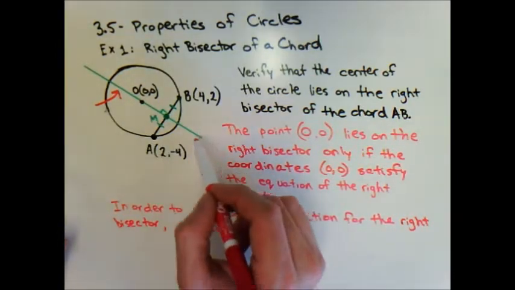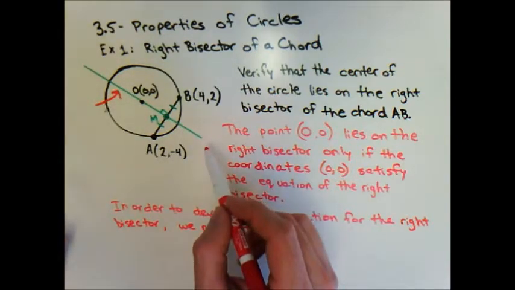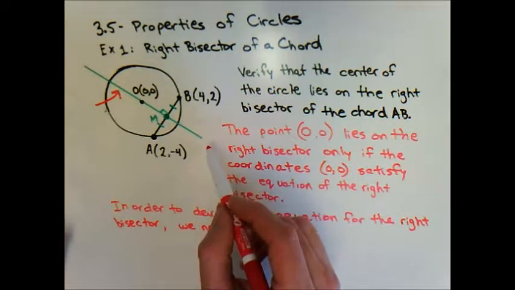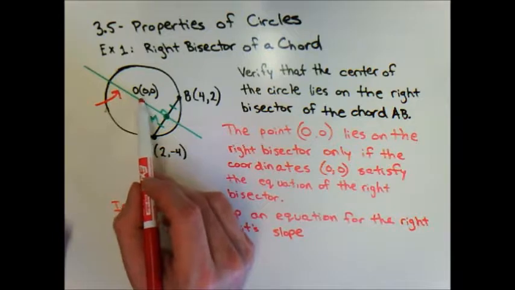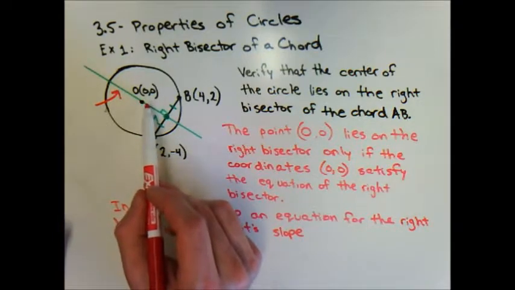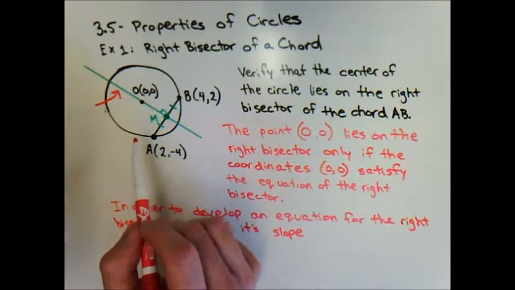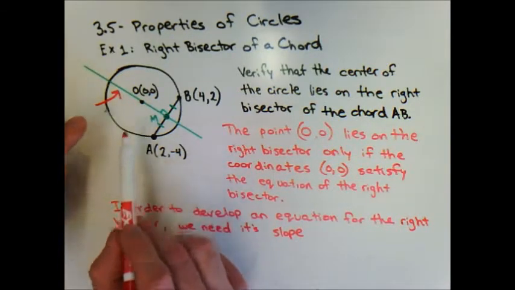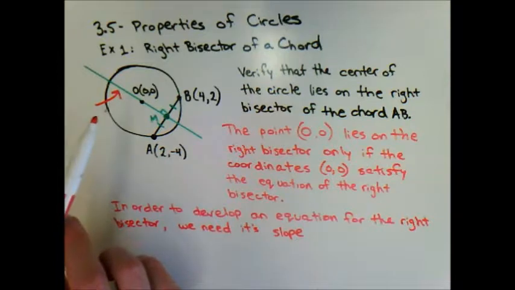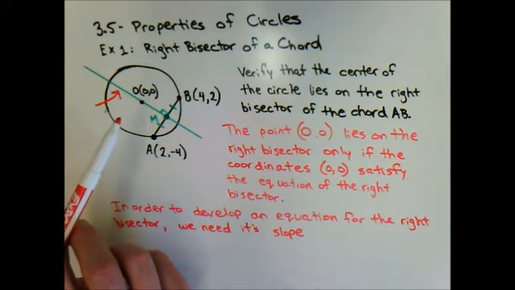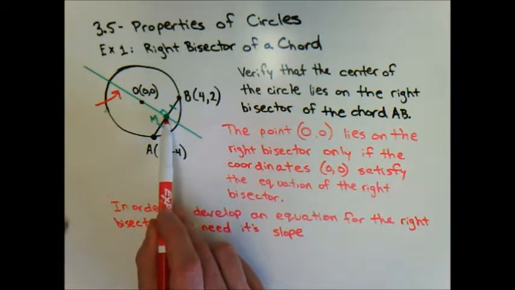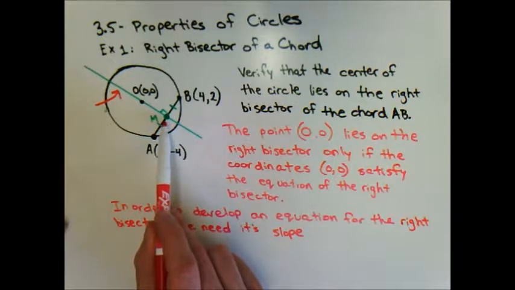We need one other point on the line, right? I can't use the point 0, 0 because I have to prove later on, once I get the equation, that 0, 0 is on the line, okay? So I'm not going to use the point 0, 0 to create my equation. I need to use this point, M, in order to create the equation.